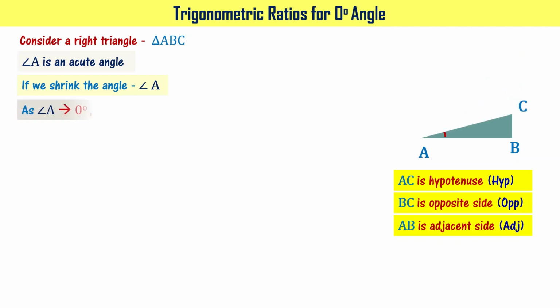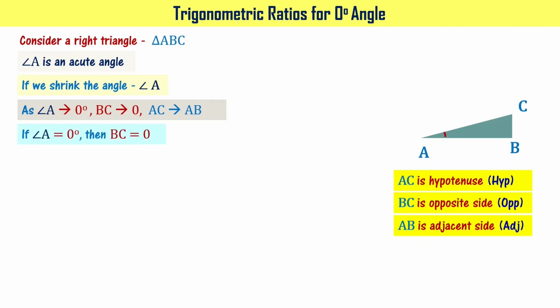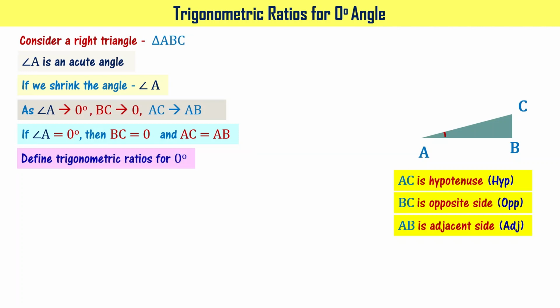You must have observed that as angle A is tending to 0, BC is tending to 0 and AC is tending to AB, right? It means if angle A equals 0, then BC is going to be 0 and AC is going to be equal to AB, right? With that, we can define trigonometric ratios for 0 degrees now.